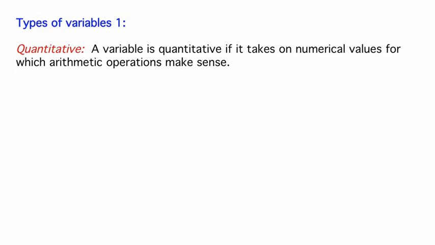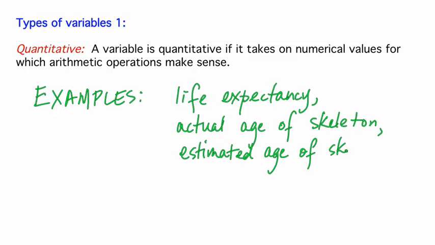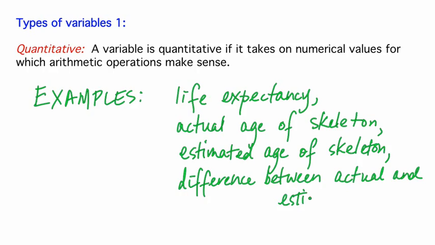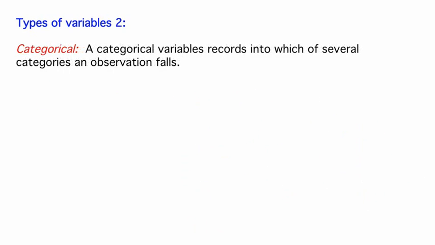Similarly, saying one soccer player's salary is $10,000 more than another player's has a clear, mathematically precise meaning regardless of how much each soccer player earns. This is characteristic of a quantitative variable. Some examples of quantitative variables we've seen include life expectancy, the actual age of a skeleton at time of death, the estimated age for that skeleton, the difference between those two ages, the estimated and the actual age, and salary of the soccer players.